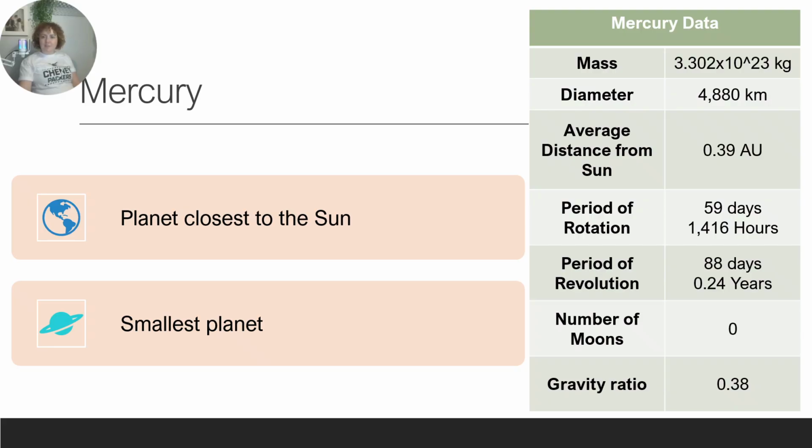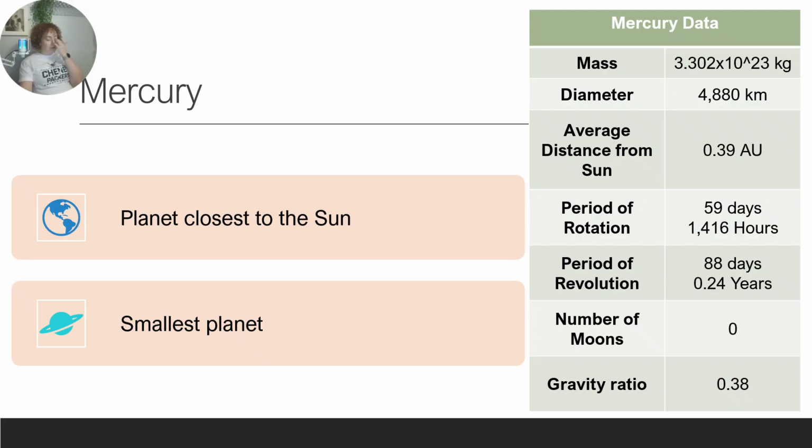Its diameter, so all the way around it, is only 4,880 kilometers. That is roughly 3,032 miles, which would be like traveling from Fargo, North Dakota, down to Panama in Central America. Which, when you put it like that, you're like, oh wow, that's really not that far because you could fly that in a couple hours.